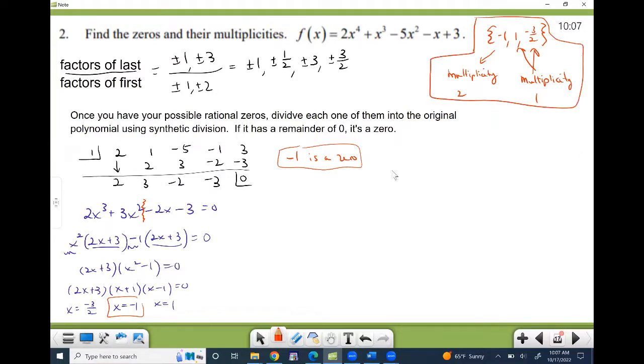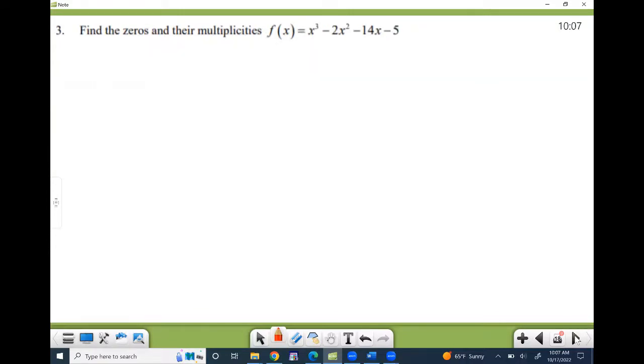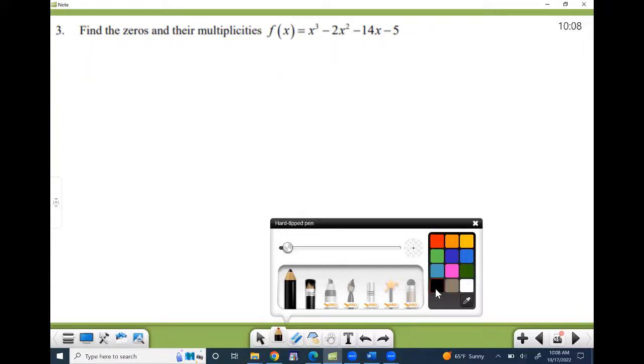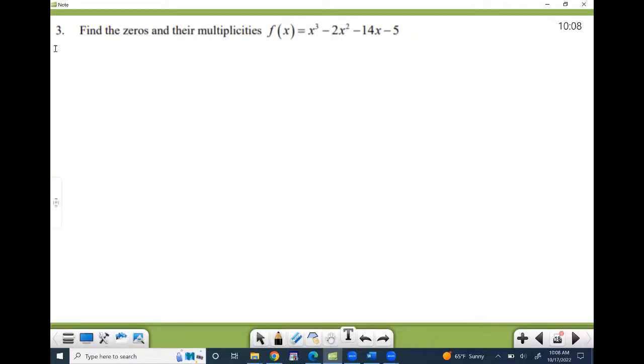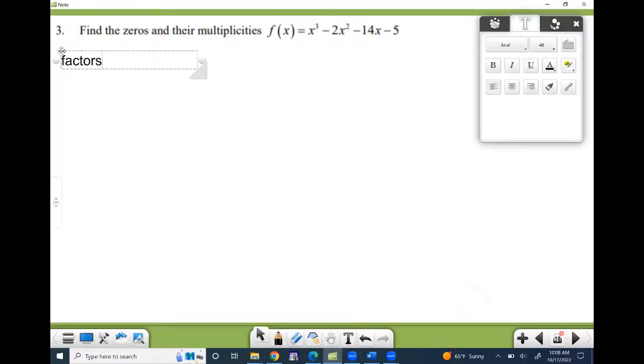Okay. All right. Let's try another. Find the zeros and their multiplicity. Now notice this one does not factor by grouping. Let me just show you that so you guys can see. If I tried to take an x squared out, I get x minus 2. But then there's nothing that I can take out of this besides like a 1 or a -1. But it's never going to match x minus 2. So it looks like factor by grouping wouldn't work. So you know what to do. We're going to put factors of the last over factors of the first.